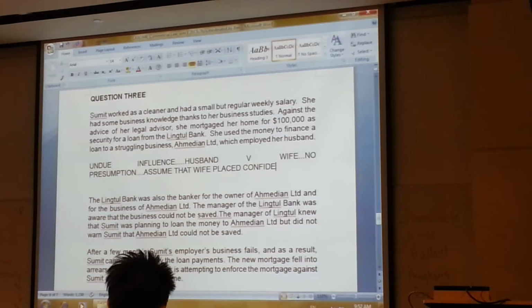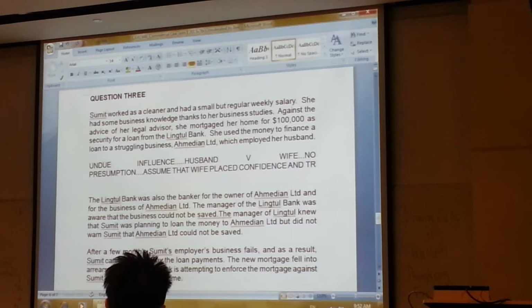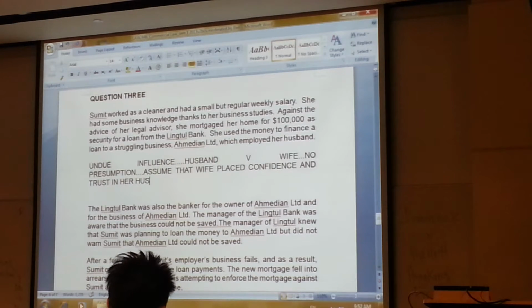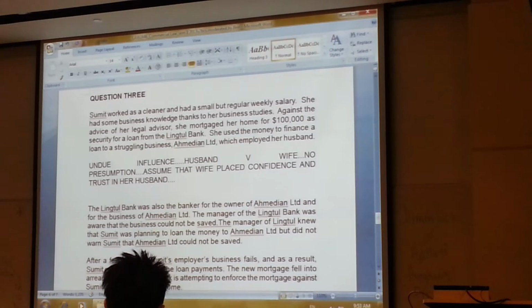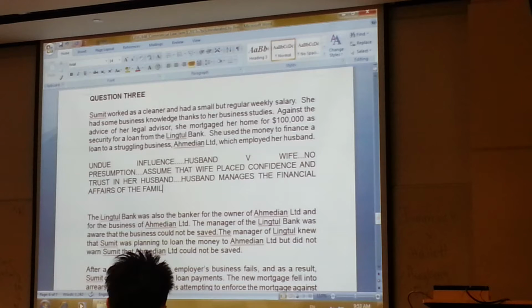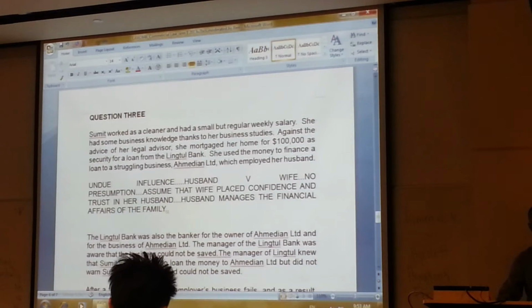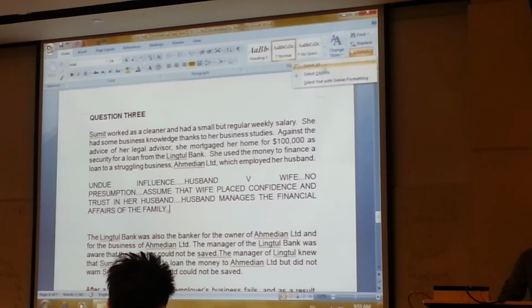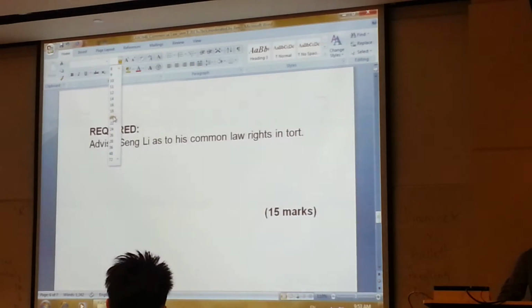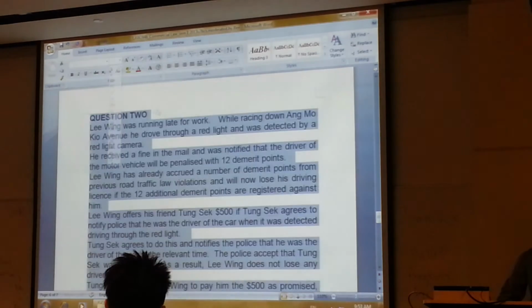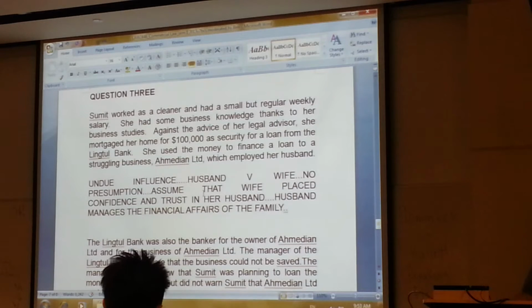confidence and trust in her husband. And if you go and take a step further and say, husband manages the financial affairs of the family. Because if you say this, then there could be undue influence, a third category, class. Oops, sorry. Right? So if you say this, then class, there could be undue influence, third category, not actual. So it could be presumed undue influence.